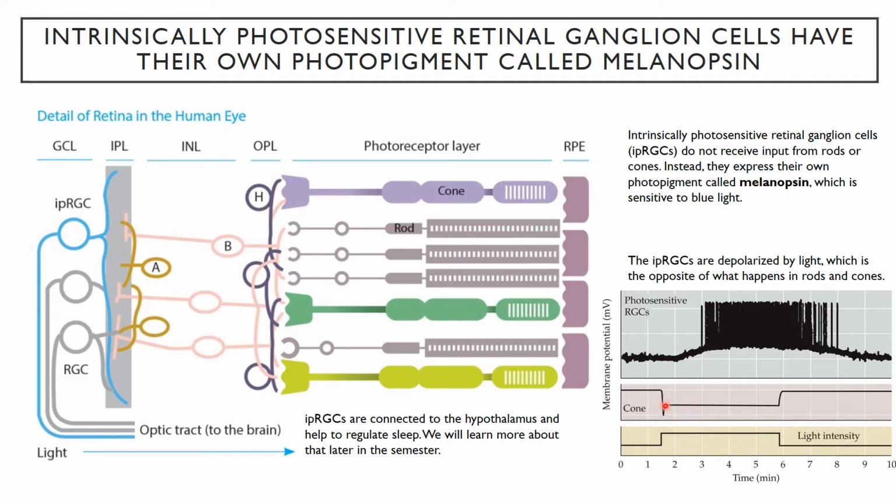A cone will maintain its membrane change with that light intensity, whereas with these cells, they just start to fire a whole bunch. Anyway, these cells project to the hypothalamus, and they help us regulate sleep. And we will talk about them in more detail later in the semester, but since they are part of the visual system, I want to make sure that we cover that as well, because that's also testable material.